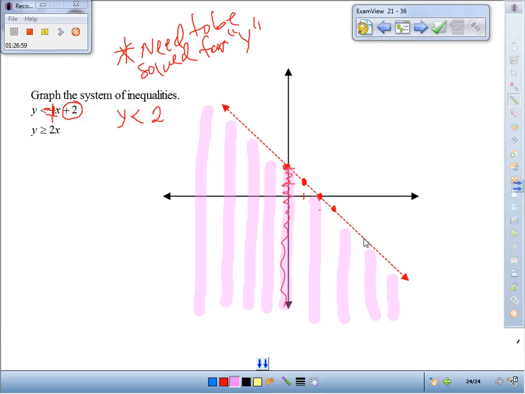Yes, you may use your pen. Yes, but if you have your pen, you can use your pen. All right, here we go.